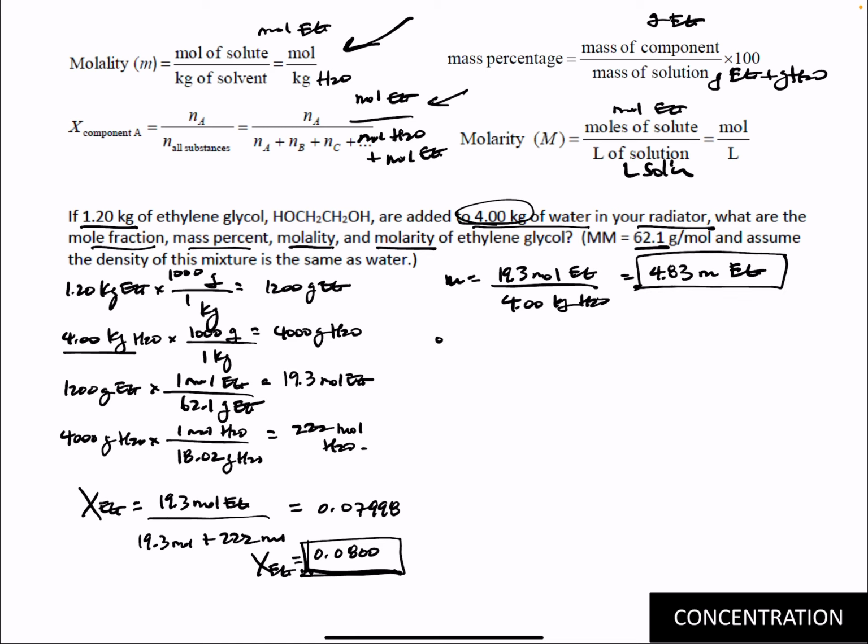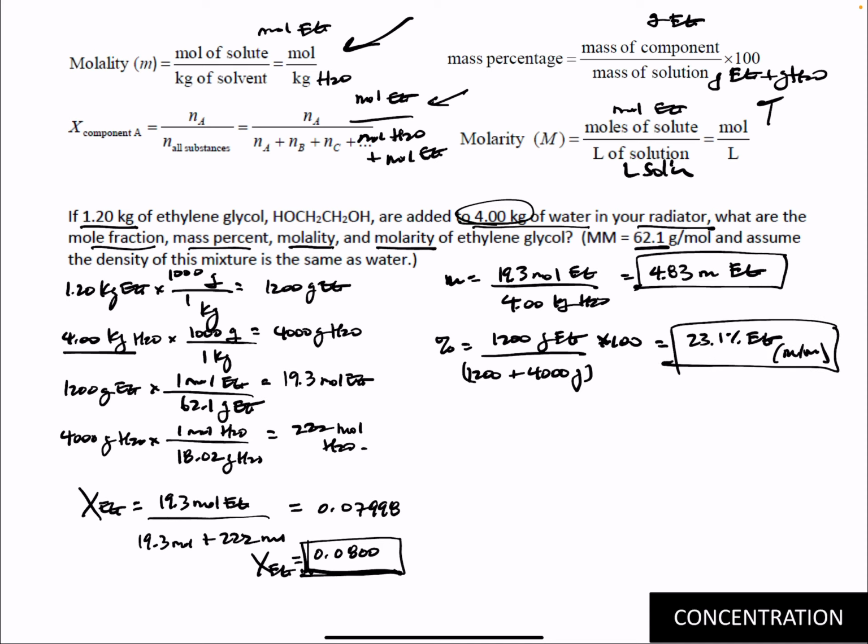Mass percent is the grams of ethylene glycol, 1,200 grams, over the sum of the two masses, everything in the solution, times 100. So 1,200 divided by 5,200, oh, I could have added that, times 100 equals 23.07, so 23.1% ethylene glycol by mass.